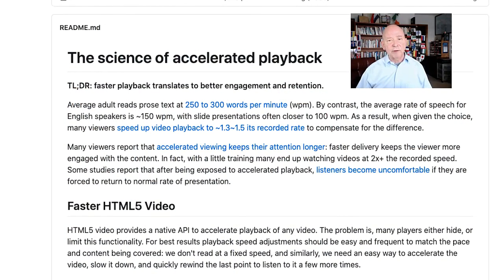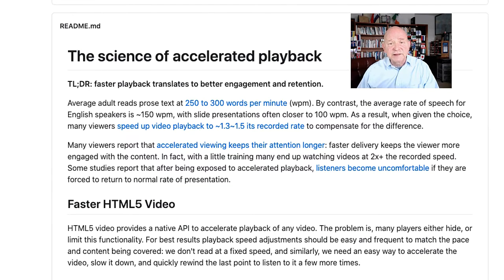And as we take a look at it here, here's the tool that they actually have. They give you and show you this. It said the science of accelerated playback. And they're saying here that the average adult reads prose text at 250 to 300 words per minute. By contrast, the average rate of speech for English speakers is 150 words per minute, with slide presentations often closer to 100 words per minute. Now that's important because you see what happens as a result when given the choice, many viewers speed up the video to 1.3 to 1.5 approximately the recorded rate to compensate for the difference.